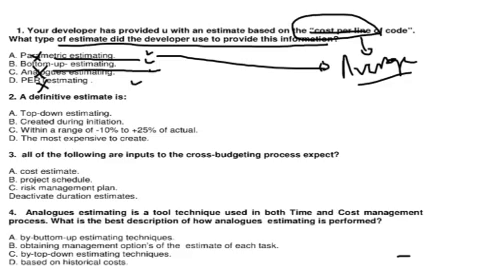And parametric is always more accurate than analogous. Analogous is all about comparing with something else, a past similar activity, and then estimating. Parametric, you have multiple data points, you take an average.